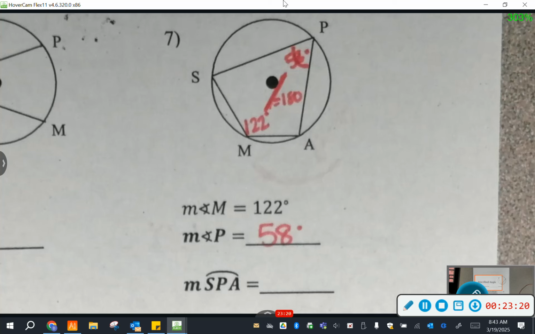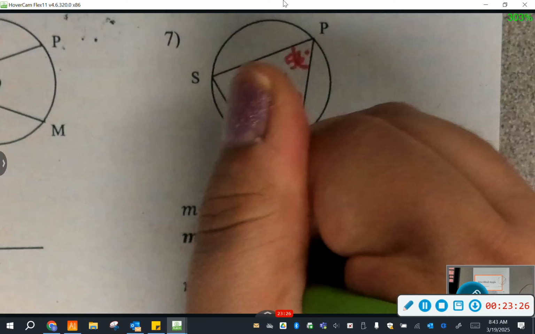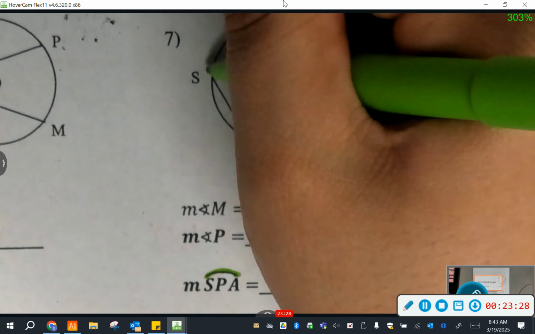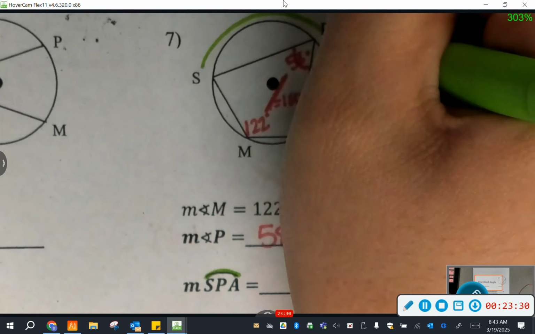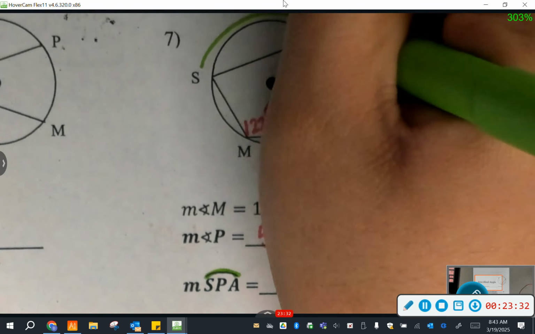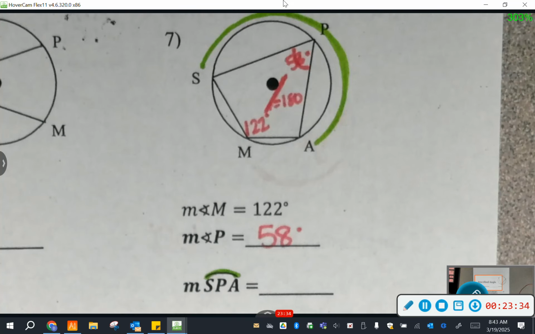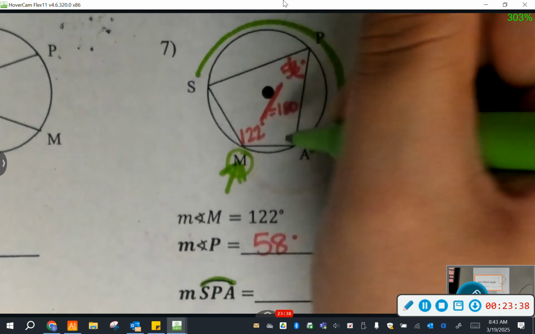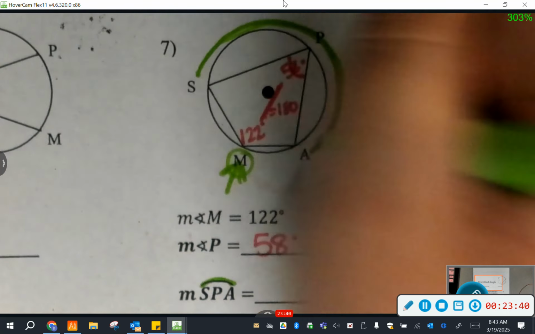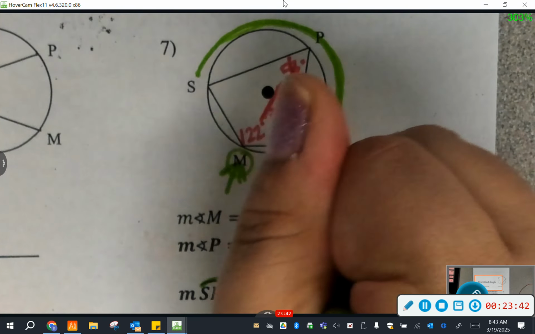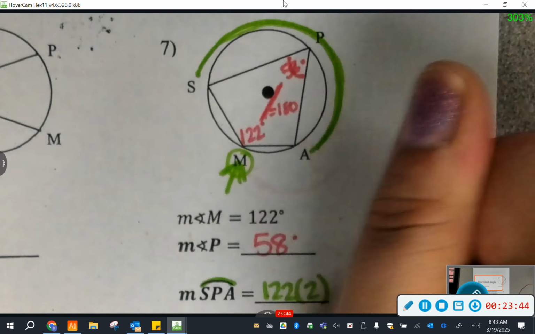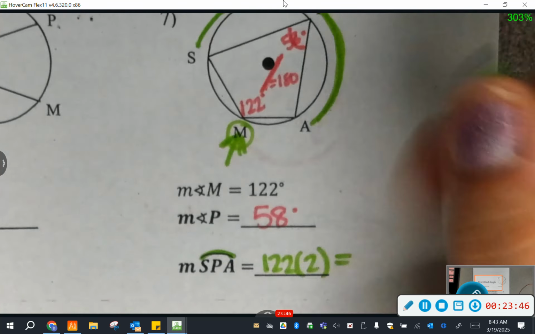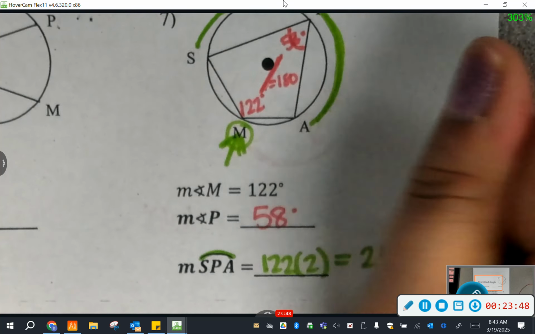Everybody, look up, please. Everybody look up at my board. Pause what you're doing, look up. How do I find arc SPA? S to P to A. What angle goes with SPA? M. And M is 122. How do I find this arc? Times 2 is 244.